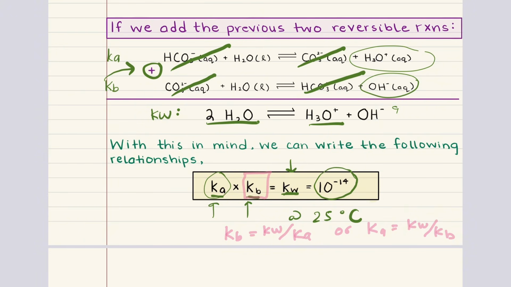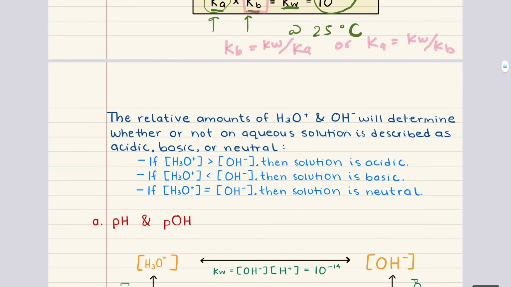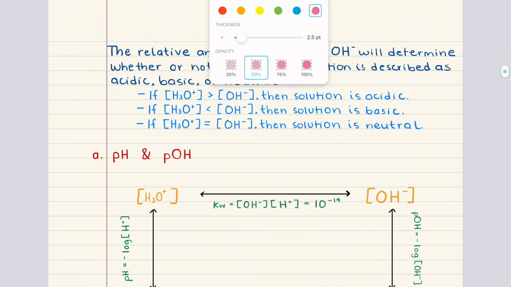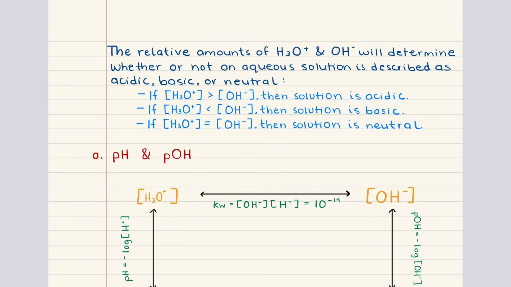At this point in our lecture, I want to step back and make a few things clear. Some of this is going to be review, and some of it will introduce some new relationships. So first, the character of an aqueous solution, whether it's acidic, basic, or neutral, comes down to the relative amounts of hydronium and hydroxide.